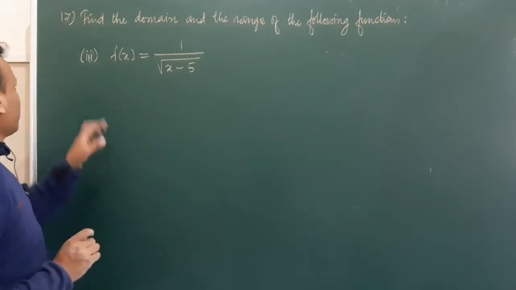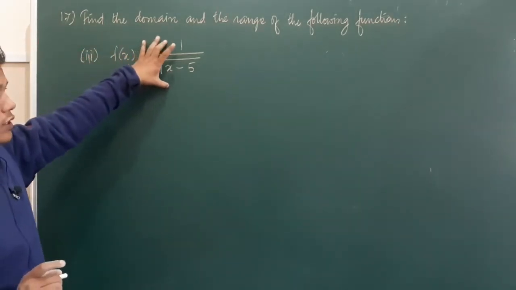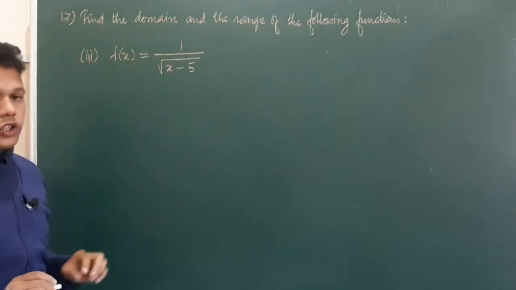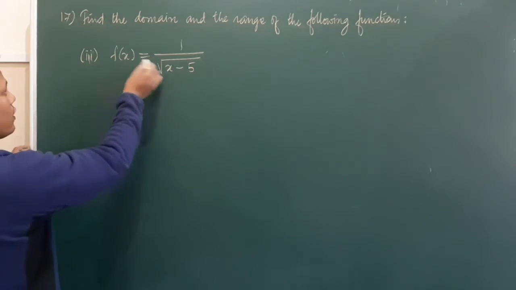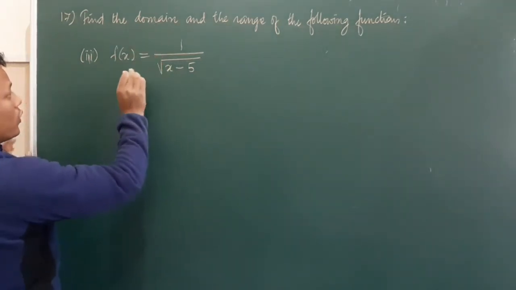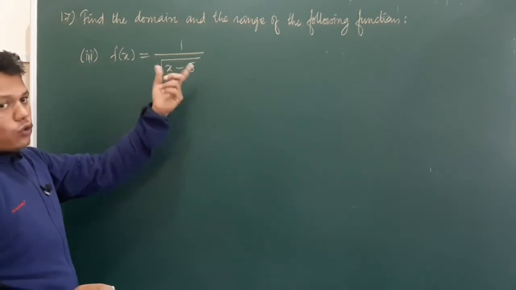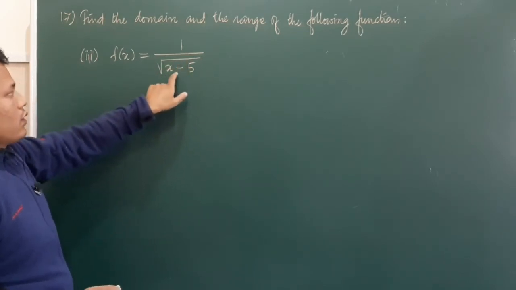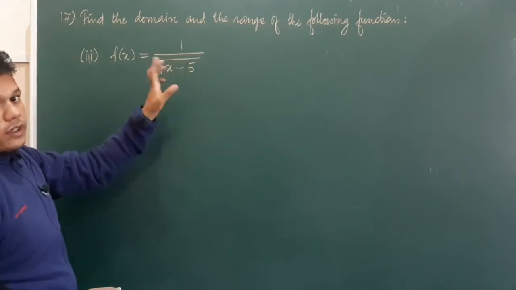Next we have question number 17. I am taking question number 3 only. Here f(x) is given and you need to find the domain and range of this function. So let's begin. Let's find the domain first. Finding domain is easy, because since this is in the denominator, this has to be always positive, that is greater than 0.